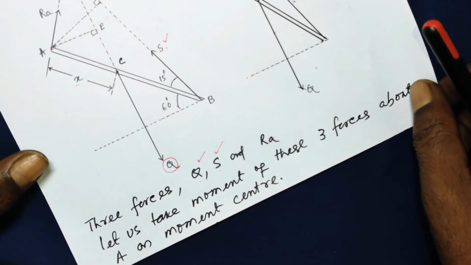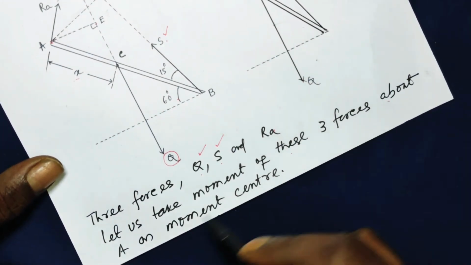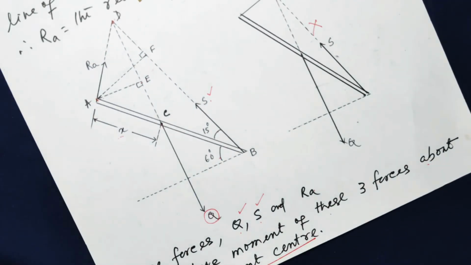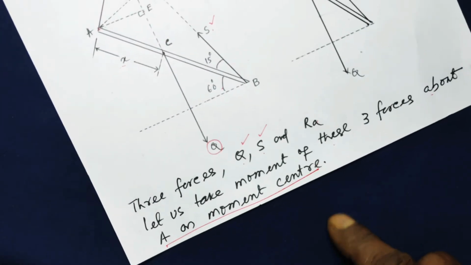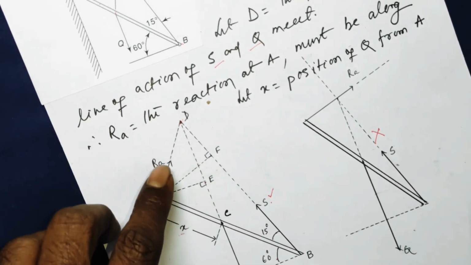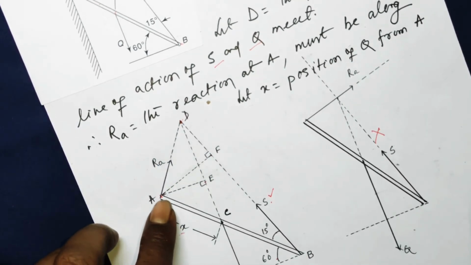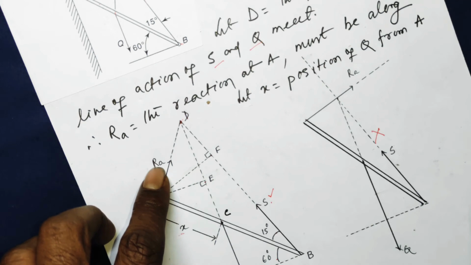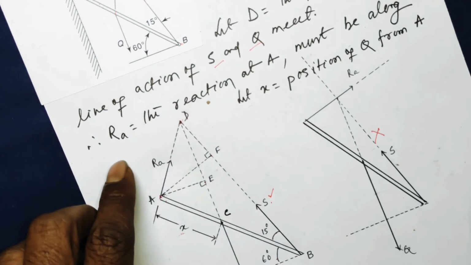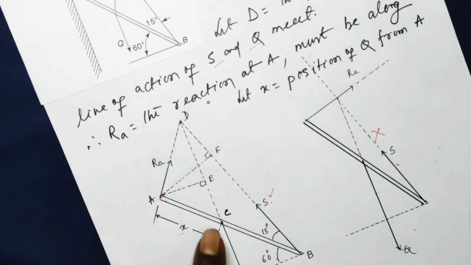So let us take the moment of these three forces about A as the moment center. Let us find out what turning effect these three forces will have about the point A. Now RA is passing through the point A. So RA does not have a turning effect about point A, because RA doesn't have a perpendicular distance from point A.